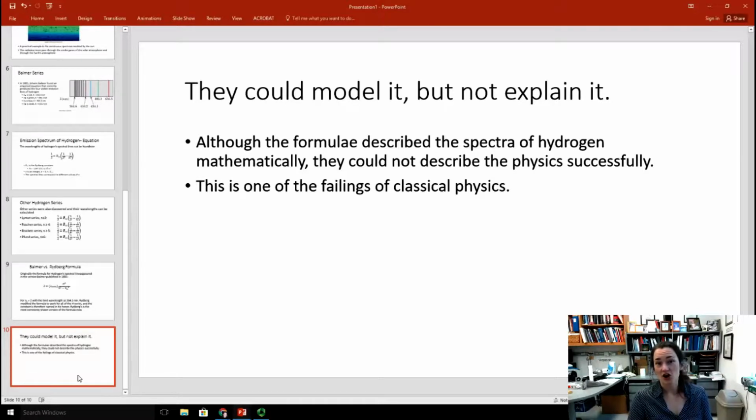Okay, so in our next lecture, we're going to launch into Bohr's model of the atom and talk about its successes and its failures.